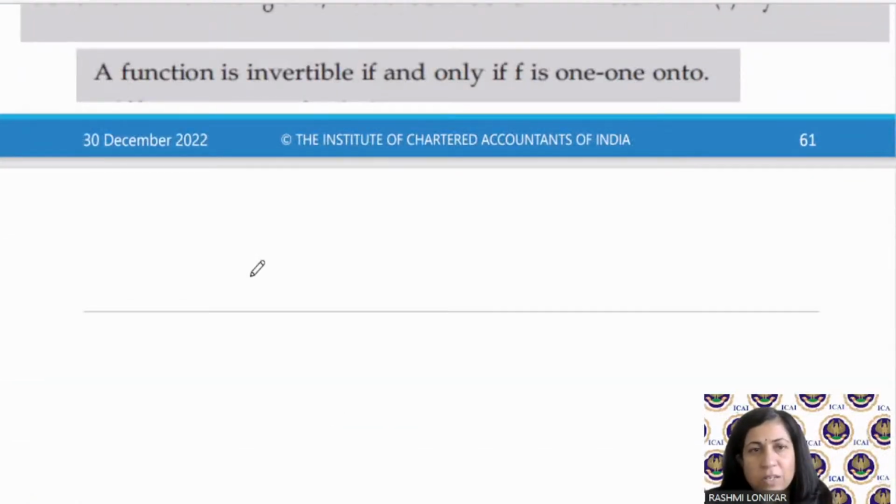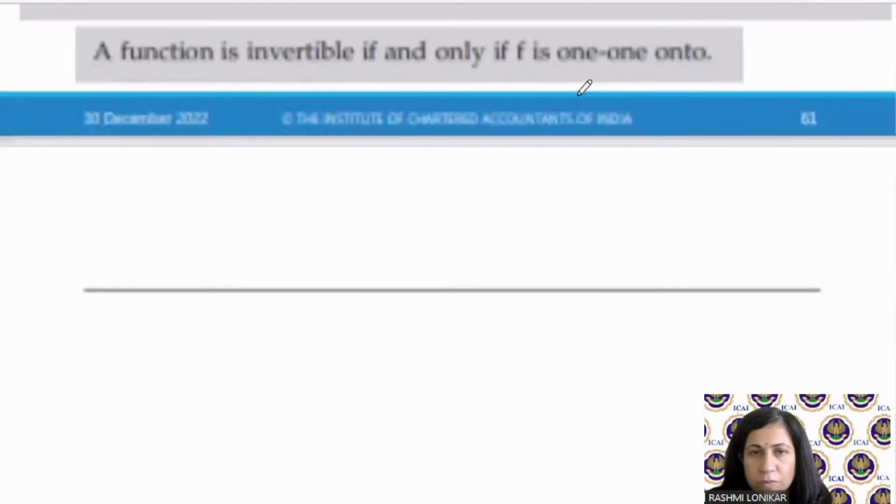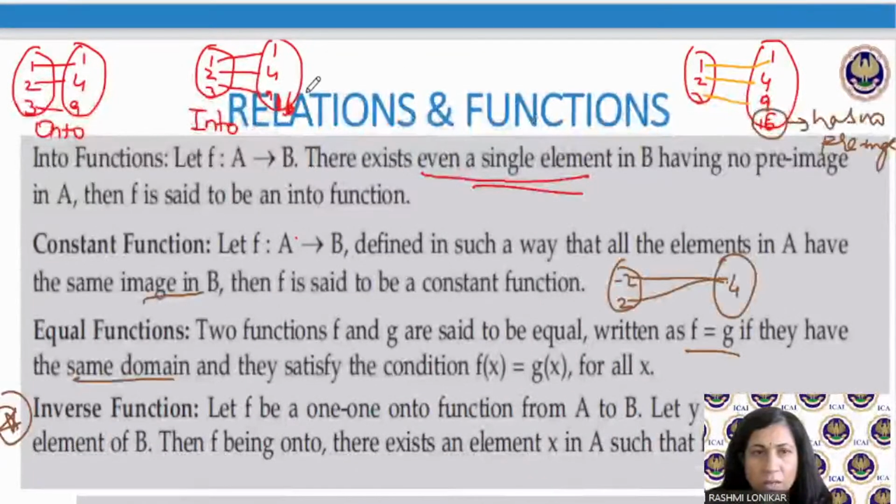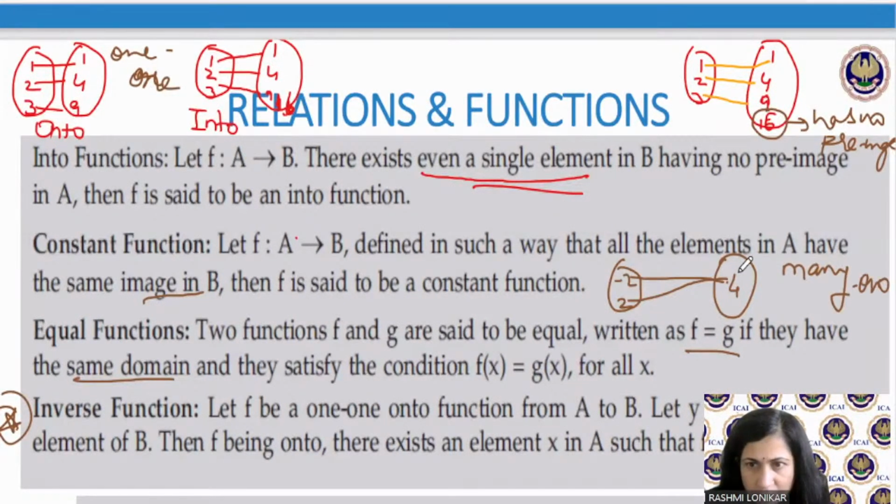So a function is invertible, or it is also called invertible, if and only if it is 1-1 and onto. Okay. This is 1-1. This is 1-1. And this is known as many-1, because many elements of A have the same image in B. This is called many-1.